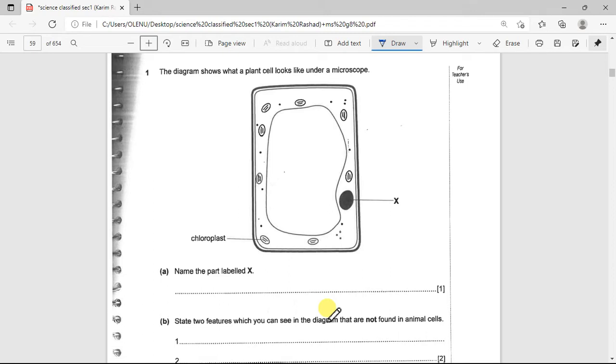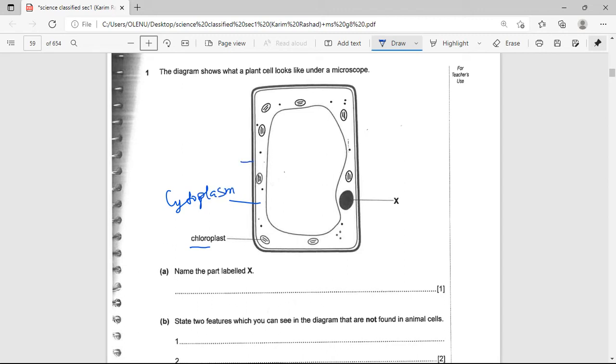Now, the diagram shows what a plant cell looks like under a microscope. So if you look at it under a microscope, it's like this. And they've been able to label the parts for you. They draw the cell, identify some of the parts, and here they identify the chloroplast. Now this is the chloroplast. Remember, this is your cytoplasm.